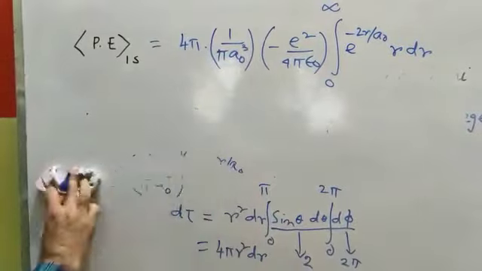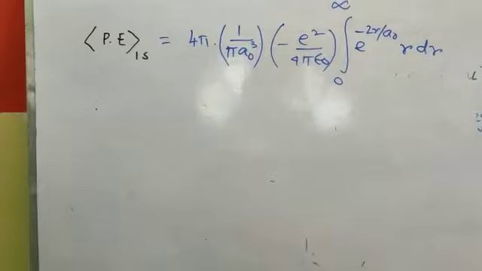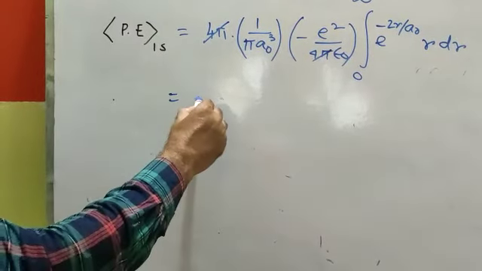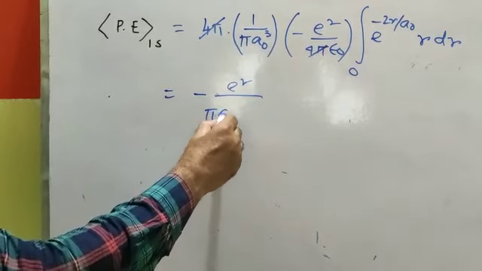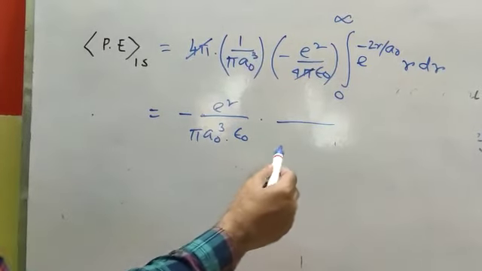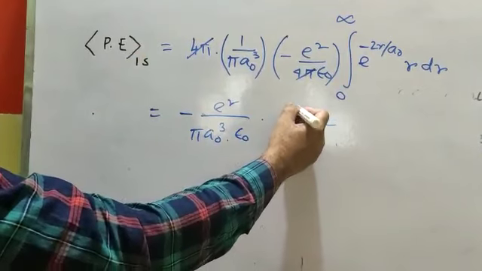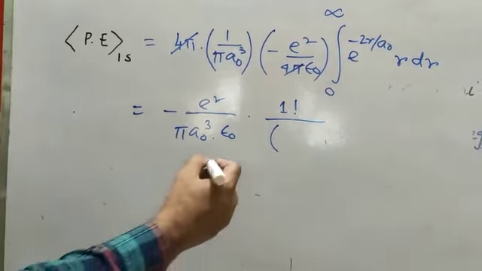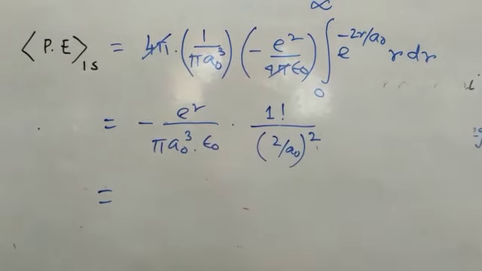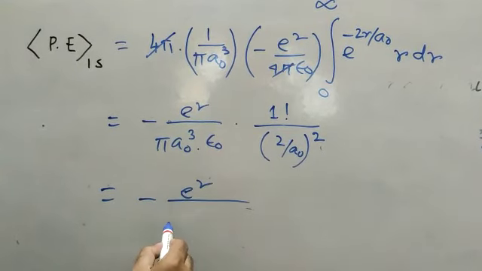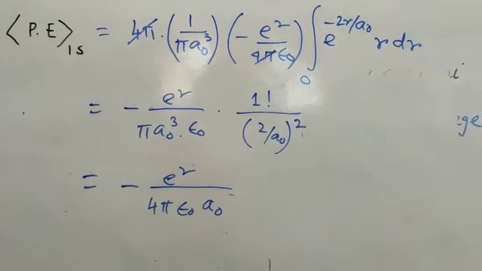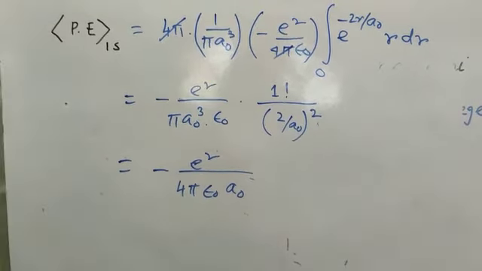So now we will proceed to solve the integration. Basically the 4 pi will nullify each other, and there will be minus e square by pi a0 cube epsilon 0, and this is basically the integral of x to the power n into e to the power minus ax dx. So the integration will be n factorial, that means 1 factorial, over a to the power n plus 1, where a is 2 by a0, that means squared. Ultimately we get an expression like minus e square by 4 pi epsilon 0 a0. So this is the average potential energy of the hydrogen atom ground state.